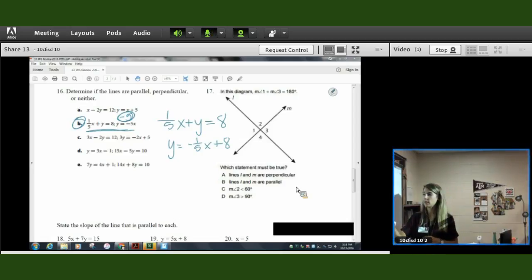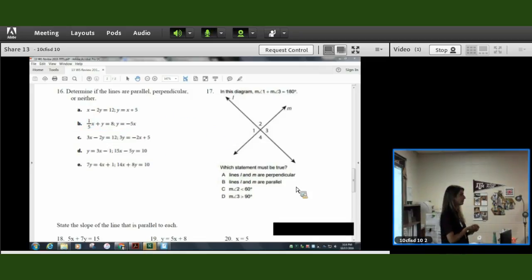Negative 1/5. So we look at negative 1/5 and we look at negative 5. Are those opposite reciprocals? No. They are reciprocals, but they're not opposite. So the answer is neither. Now, if I would have been working too quickly and I just said, oh, 1/5 and negative 5, I would have put perpendicular and gotten it wrong. So make sure it's in y equals form to determine if they're parallel or perpendicular.